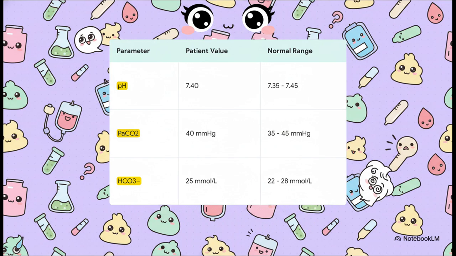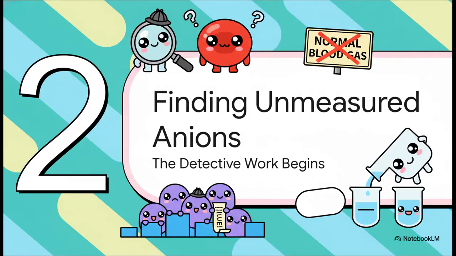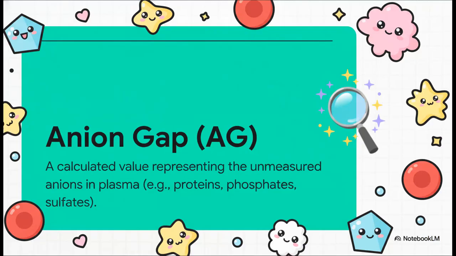Well, not so fast. This is where we have to put on our detective hats. Those normal blood gas values, they're actually a distraction. The real clue isn't something that's measured directly on the report. Nope, it's something we have to calculate. We need to go looking for the unmeasured anions. And the tool we're going to use for this is the anion gap. It's really just a clever calculation. It gives us a window into all the negatively charged things floating around in the blood that the lab doesn't bother to measure routinely. Stuff like proteins and phosphates.